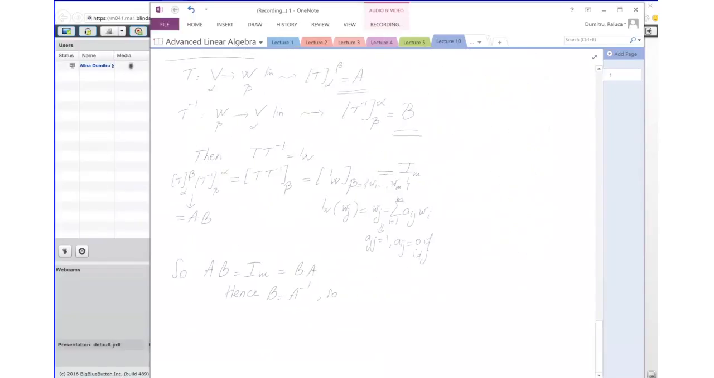Let me rewrite that with the terminology above. So the matrix of T inverse from beta to alpha is the inverse of the matrix of T from alpha to beta. So basically, you're allowed to pull that -1 out.